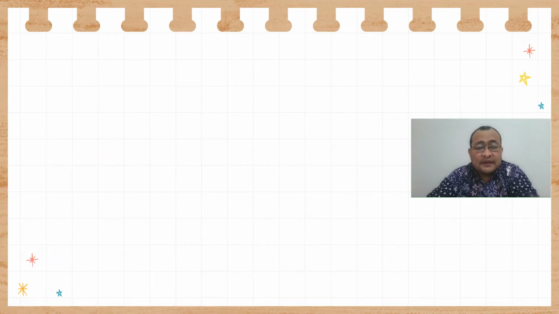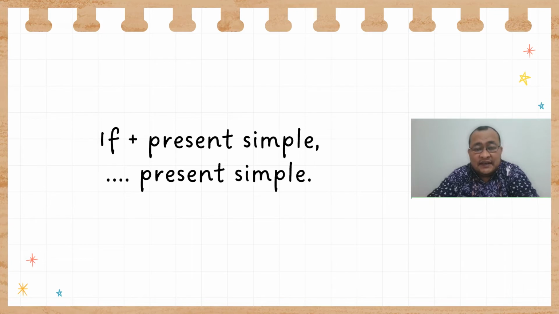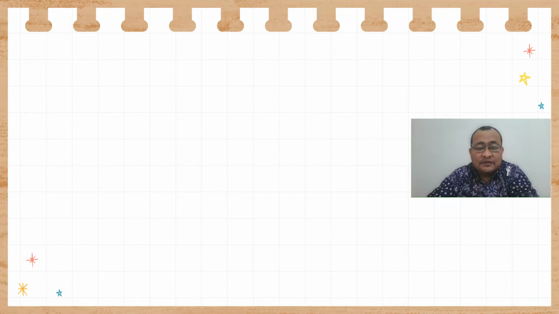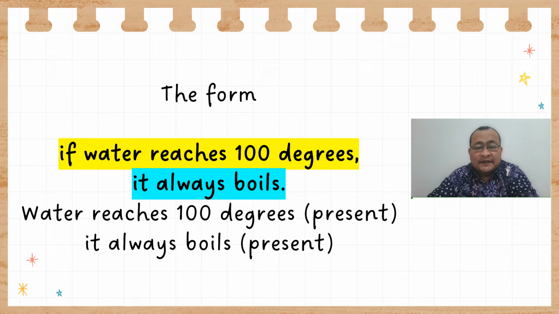Alright. Now let's see the form: if in the if clause followed by present simple form, and then in the main clause also in the present simple form. Okay. Now let's see the form again. If water reaches 100 degrees, it always boils.